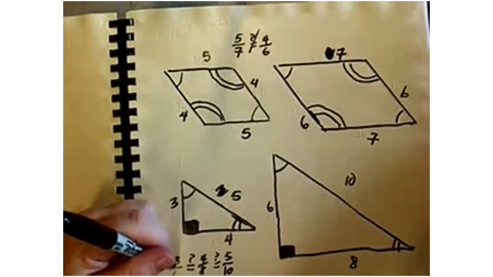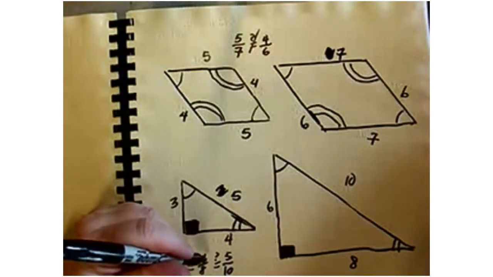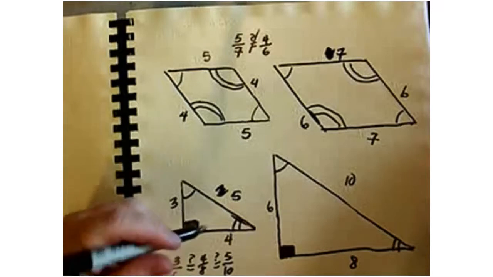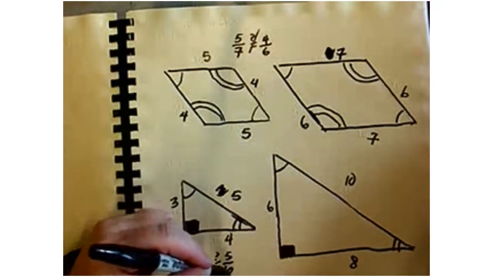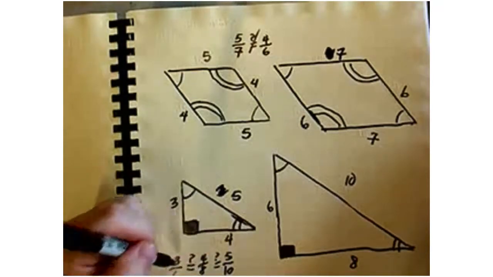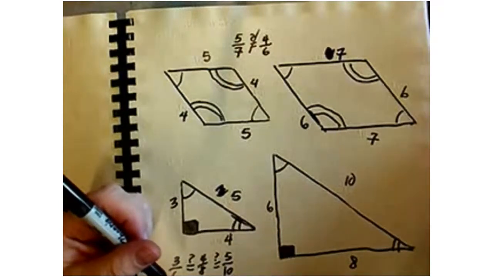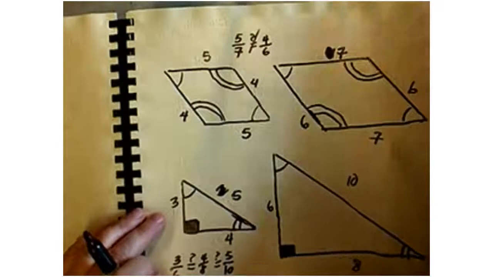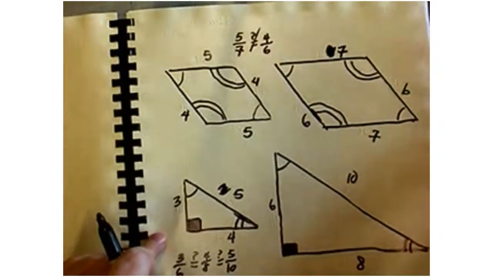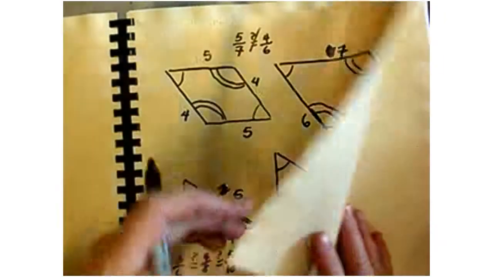But we could cross multiply. 3 times 8 is 24. 4 times 6 is 24. That works. 4 times 10 is 40. 5 times 8 is 40. 3 times 10 is 30. 5 times 6 is 30. You do all the cross multiplication, and they all equal each other. These are similar figures. They are proportionate.